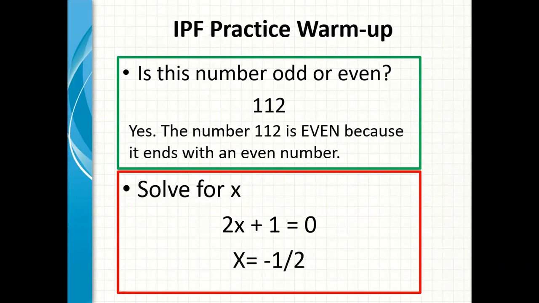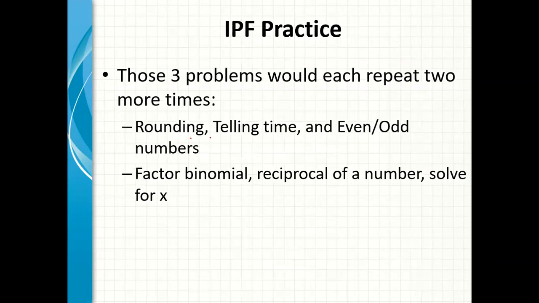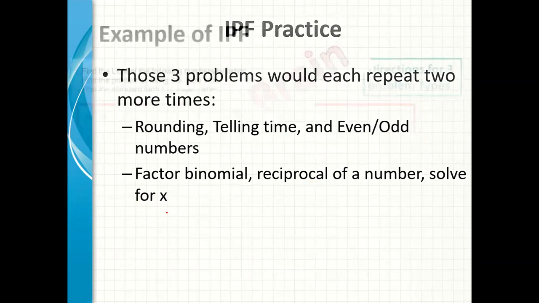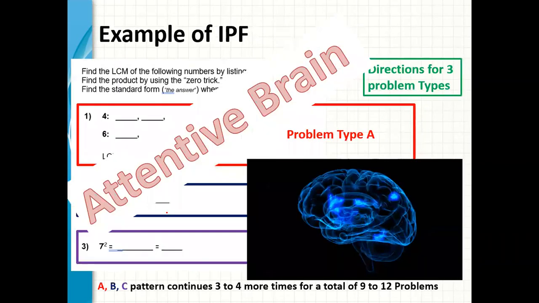So this does not have to be in a worksheet. But what has to happen is the mixture of the problem types. So in this case, I mixed rounding, telling time, odd and even, factoring, binomial, reciprocal, and solve. So this mixture just produces this boost, this durable piece, or what we call an attentive brain. So the kid's brain is firing for each problem.